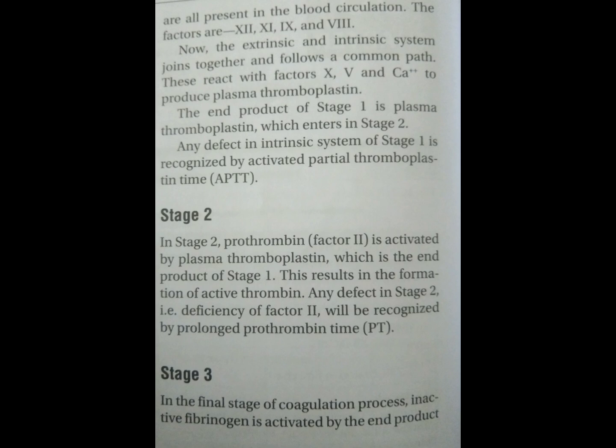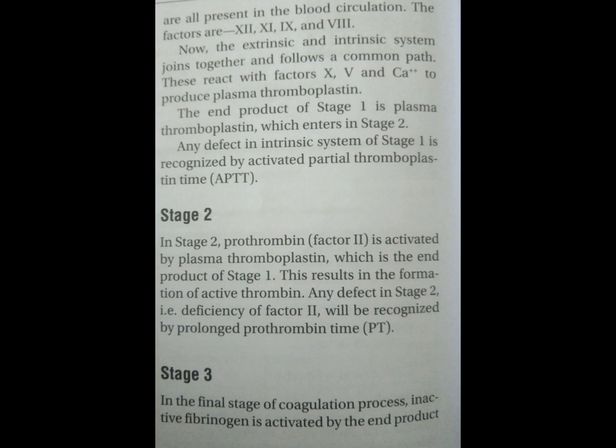Now, the extrinsic and intrinsic systems join together and follow a common path. This reacts with factors 10, 5 and calcium to produce plasma thromboplastin. The end product of stage 1 is plasma thromboplastin, which enters stage 2. Any defect in the intrinsic system of stage 1 is recognized by the activated partial thromboplastin time, APTT. Let's know about stage 2.